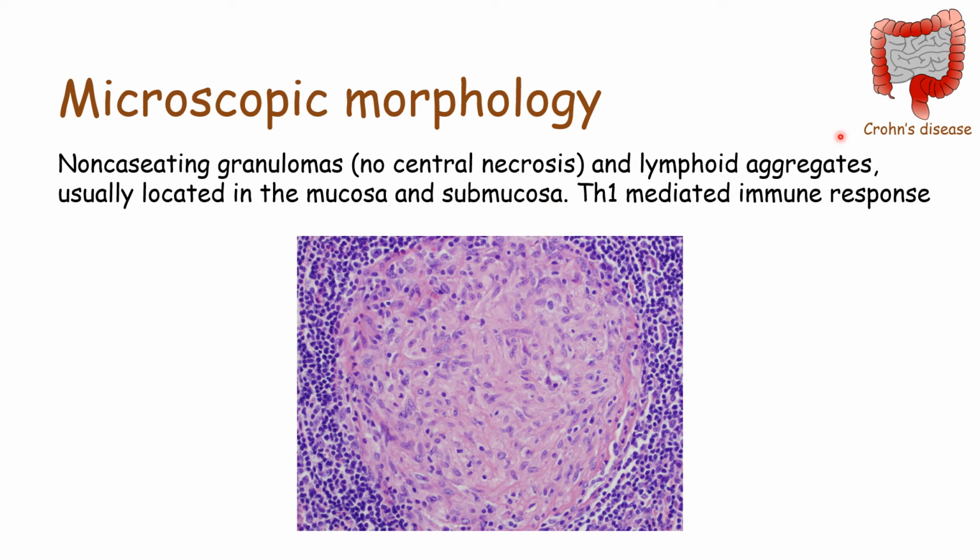And essentially, Crohn's disease is a T helper 1 mediated immune response, meaning it is a cell-mediated response. So cells are going to be recruiting more cells and trying to wall off the source of inflammation and essentially form this granuloma.